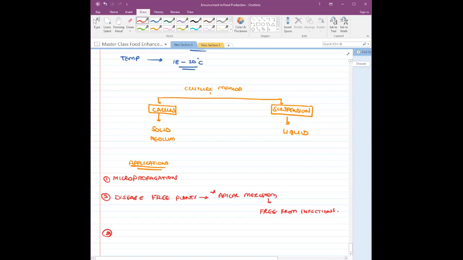Okay, third thing, guys, we are going to see that we produce various types of secondary metabolites from these kinds of plants. So let's try to see what these different kinds of metabolites are. Once again, guys, very important thing.